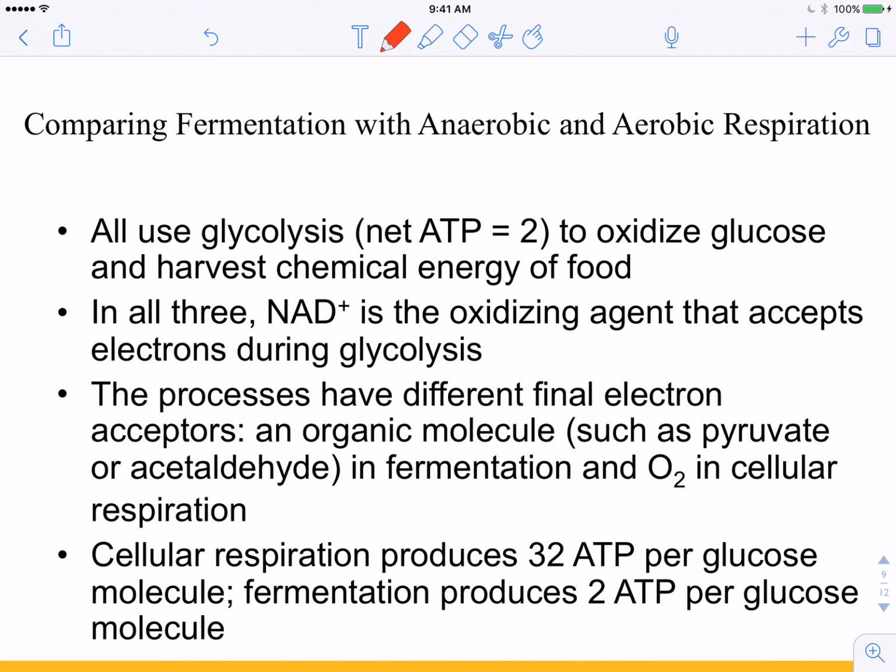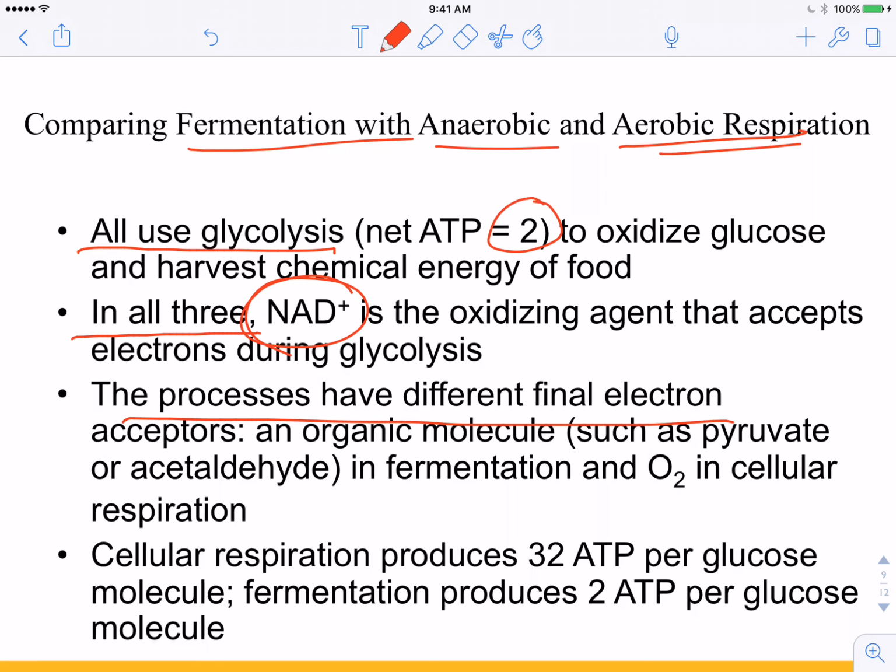Okay, so let's compare these two processes. Aerobic respiration is, of course, way more efficient. It gets way more of the energy out of glucose. Both processes use glycolysis, and that makes 2 ATP, to oxidize glucose. In all three processes, so fermentation, anaerobic, and aerobic respiration, NAD+ is required as an oxidizing agent that accepts electrons during glycolysis. The processes have different final electron acceptors.